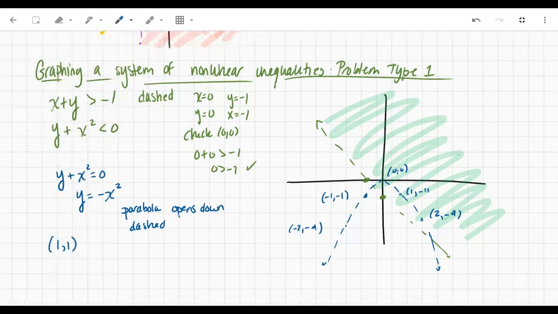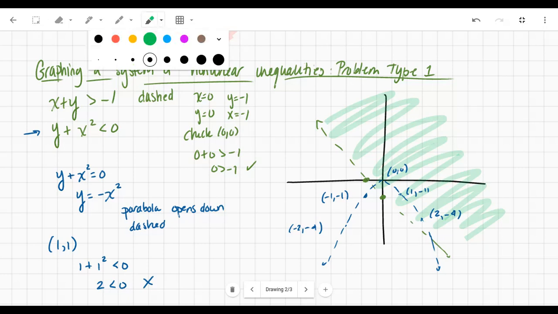Okay, so going back to my original, 1 plus 1 squared less than 0. So 2 less than 0, it's not. Okay, so I would not shade the piece that contains (1, 1) for my parabola. Okay, so I would shade below the parabola.